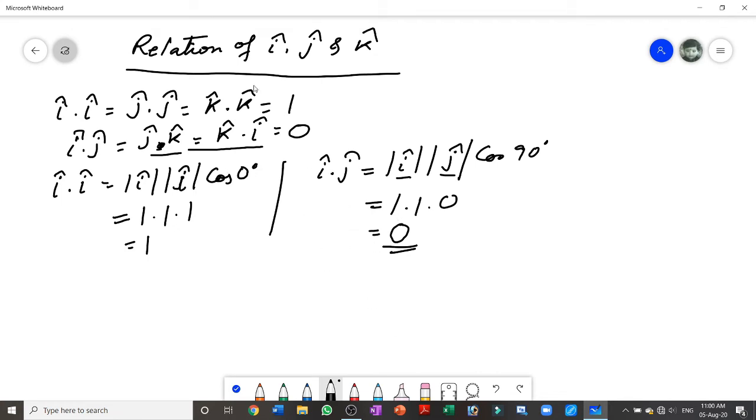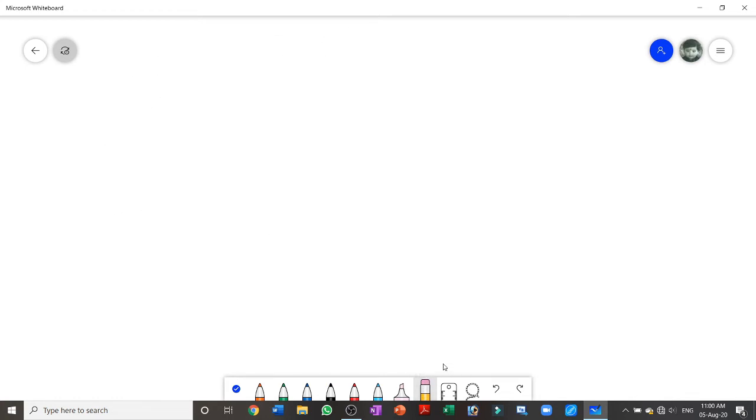So you got an idea that i cap dot i cap, j cap dot j cap, and k cap dot k cap is equals to 1. Others are all 0. We have to remember this formula because this is very essential in our following term.